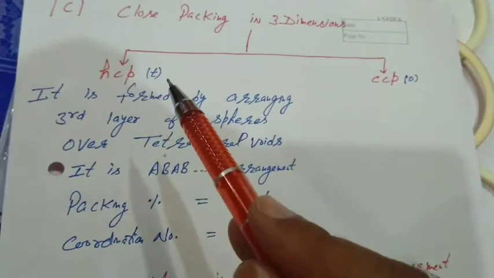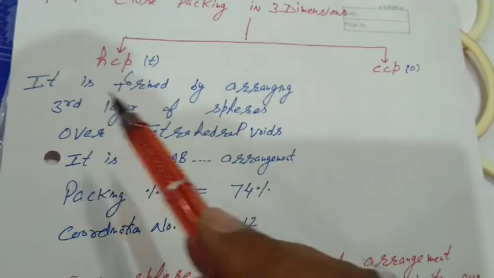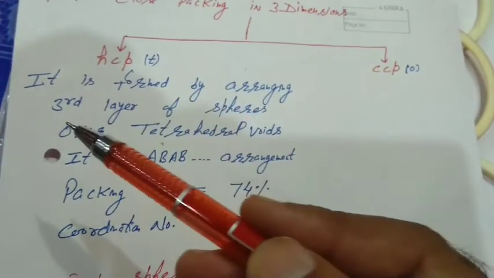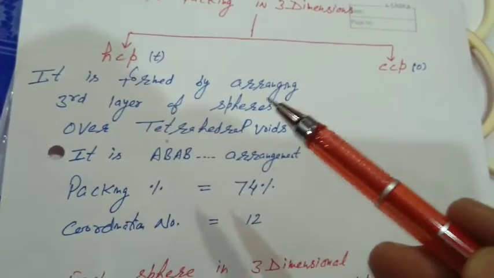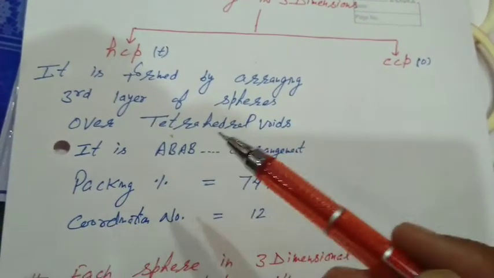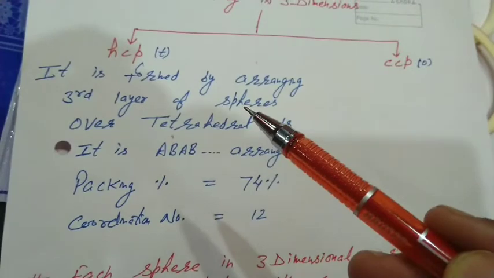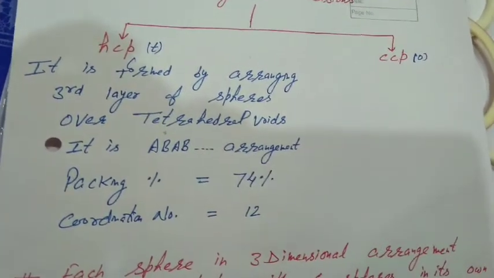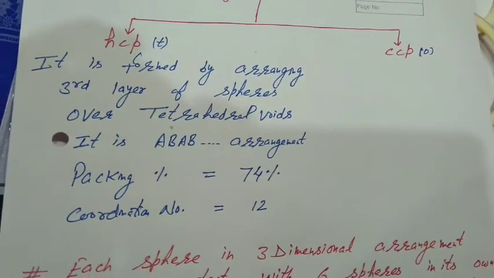HCP in 3 dimensions. What is the code word? T. It is formed by arranging third layer of spheres. We are proceeding for 3 dimensions. We will assemble the third layer, formed by arranging the third layer of spheres over tetrahedral voids of the second layer. It is called AB arrangement. Packing percent is 74% and coordination number is 12.